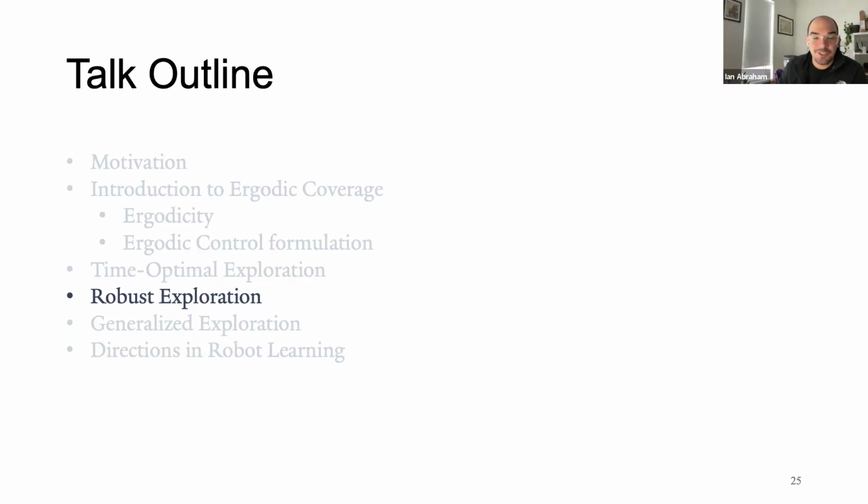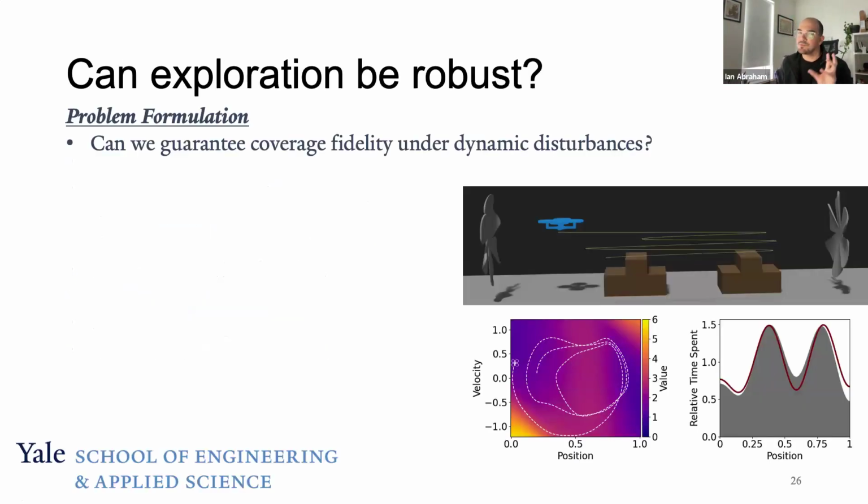All right, then in which case, we're going to talk about robust exploration, but I'm going to zip through the first part a little bit quickly. We just talked about time optimal exploration, which says what's the final time to explore? We got numbers. Good. Now we're interested in whether exploration can be robust. We approach this in two different ways. The first is that we asked whether we can guarantee coverage fidelity under any dynamic disturbances.